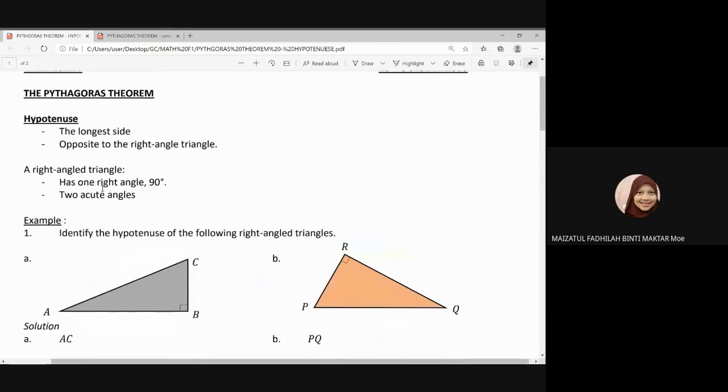Before we go on, we must know the definition of the hypotenuse, and how to define, from the diagram, which side is the hypotenuse. If given the diagram, you just see the longest side from the diagram is the hypotenuse, and usually it is also opposite to the right angle of the triangle. So you can see from here.